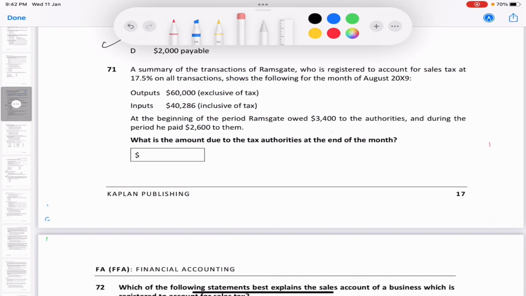Okay. So what was our logic? We have outputs with us, and we have inputs with us. We know what inputs are and we know what outputs are. Right. What are outputs? Outputs are my sales and inputs are my purchases. So now exclusive of tax means the net value, inclusive of tax means the gross value. So it is simple to calculate the taxes. Use the formula, calculate both the taxes.